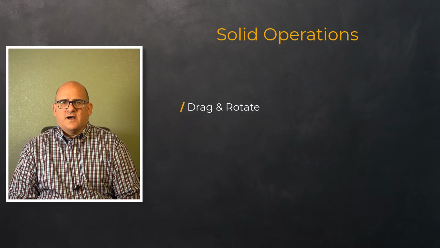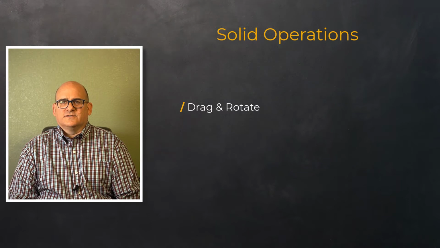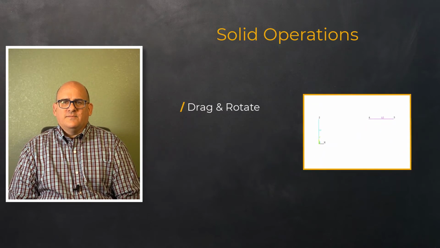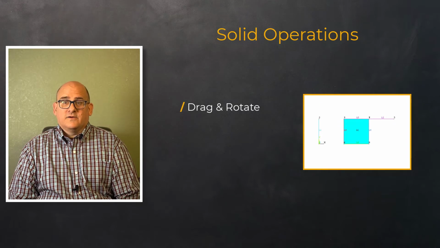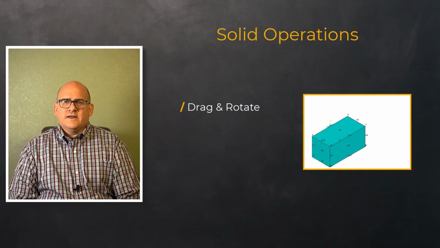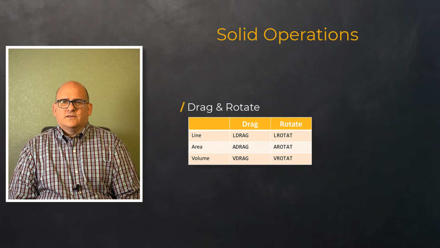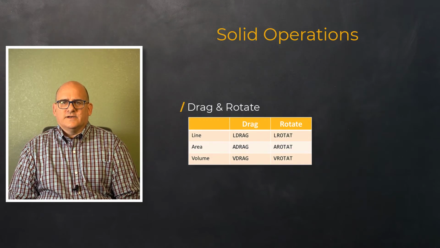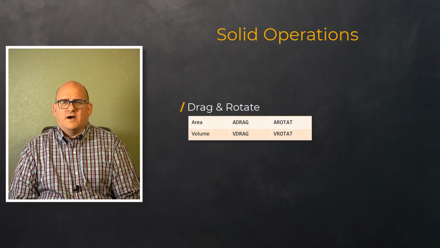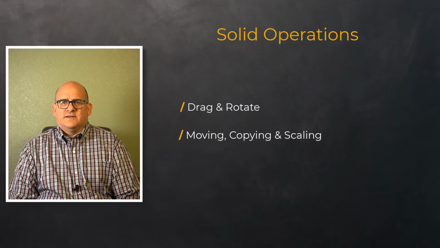Drag and rotate are some common operations used for constructing solids. For instance, we can create a line by dragging key points. You can drag a line to create an area, and drag an area to create a volume. Similarly, we can also rotate the lower order entities to create higher order entities. We can also modify existing entities using moving, copying, and scaling operations.